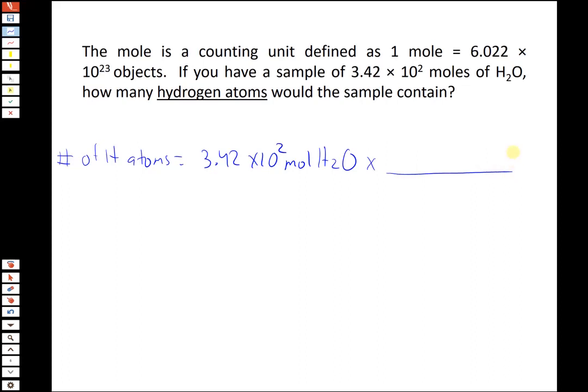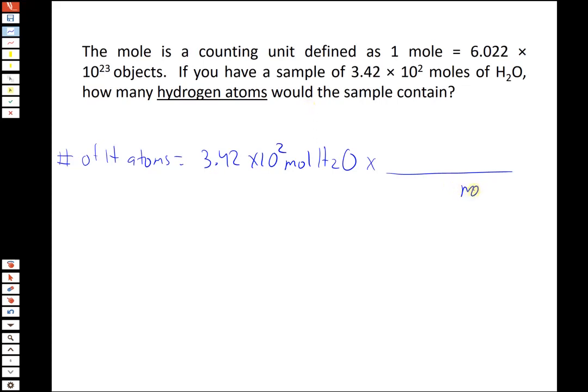So mole is a counting number. It's kind of like dozen. 1 dozen has 12 objects. Well, 1 mole has 6.022 times 10 to the 23rd objects. In this case, the object is water. Water is made up of molecules, H2O, and so 1 mole of water has 6.022 times 10 to the 23rd molecules, is made up of that many objects.